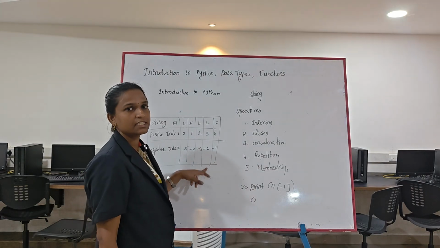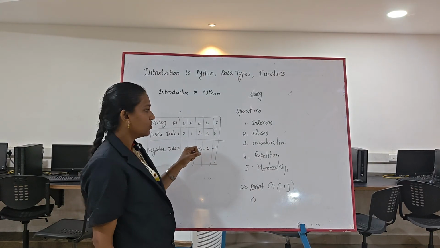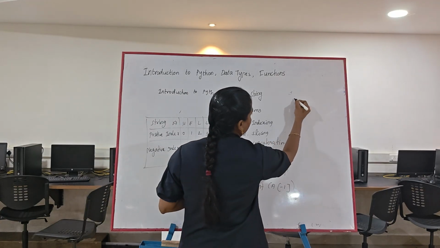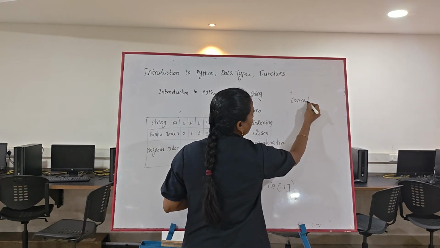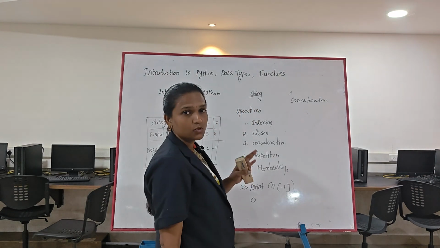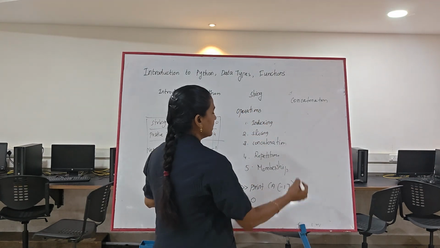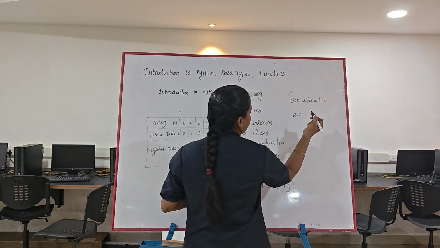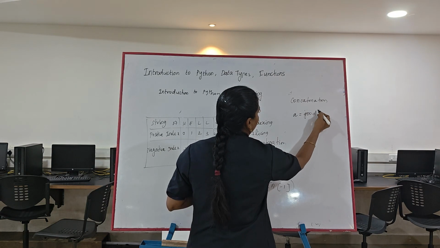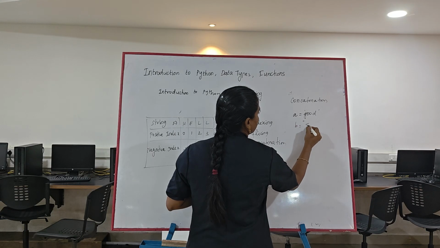Concatenation, as the name suggests, combines two strings. For example, we have given A is equal to concatenation. This is the example for concatenation. It combines or joins two strings. For example, A is equal to good, B is equal to earth.